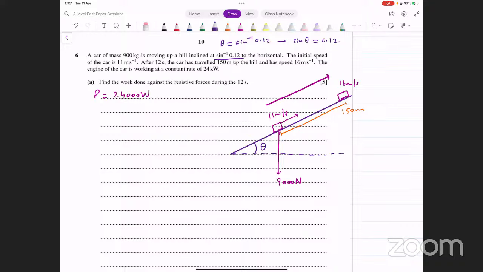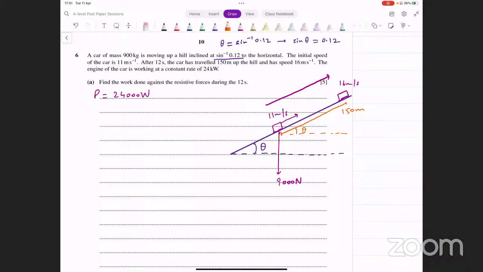We are looking for work done against resistance. Now, remember where that comes from. हमारे पास एक identity होती है, the work energy principle, where we have work done against resistance. यहाँ पे आपको speeds भी पता है, आपको change in kinetic energy भी मिल सकता है, आप height भी निकाल सकते हैं, because you know the angle here is theta.